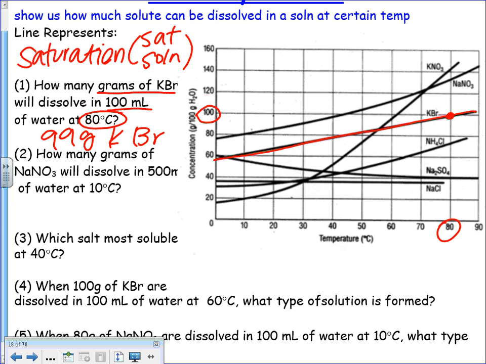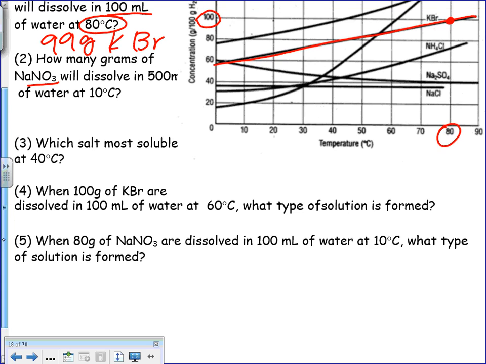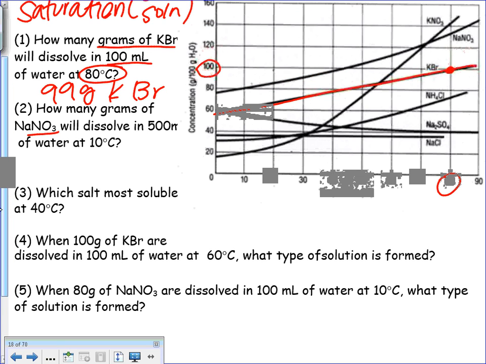Because it's on the line, that's the saturation point. So you guys do according to your graph, because you have sodium nitrate on your graph. And we already, oh no, we didn't discuss those things. So for the potassium bromide one, use my graph, but for the sodium nitrate one, use y'all's graph.